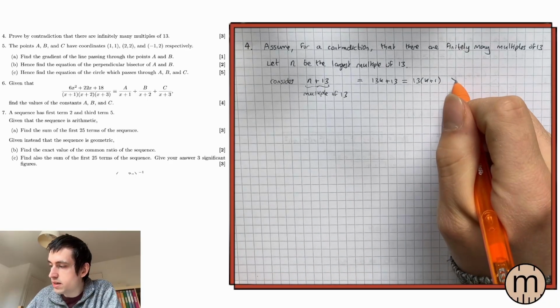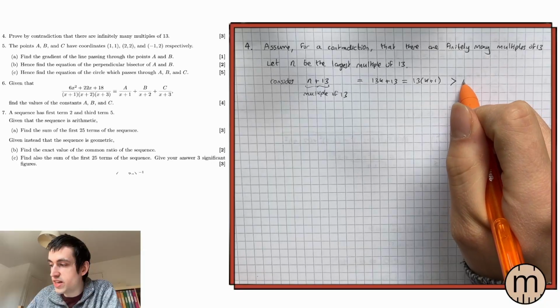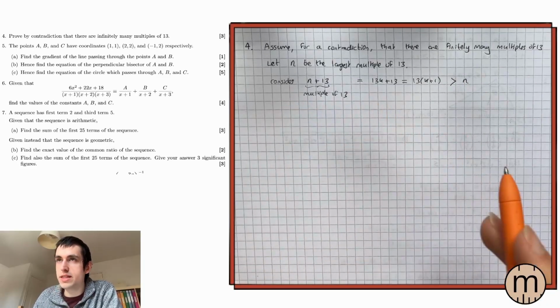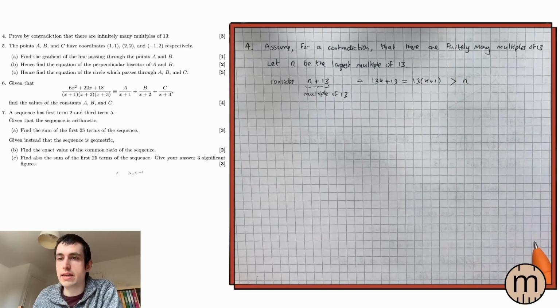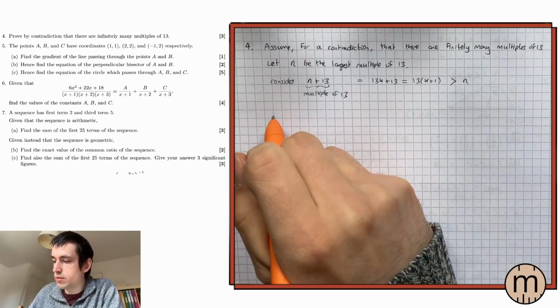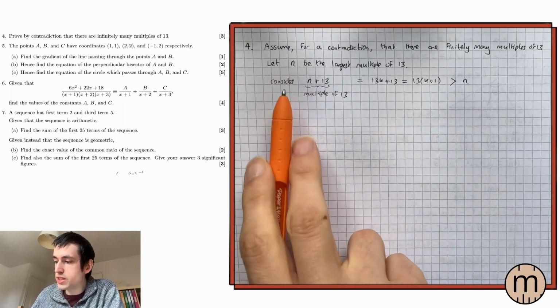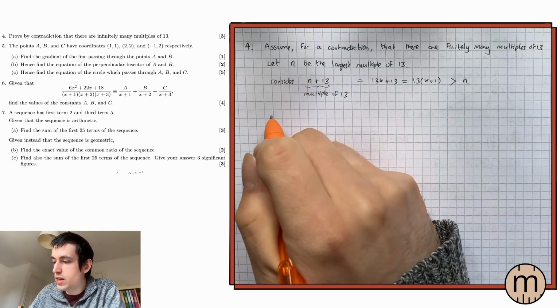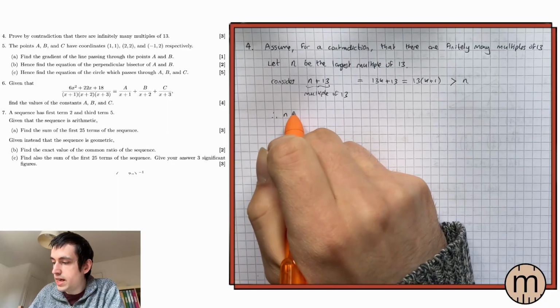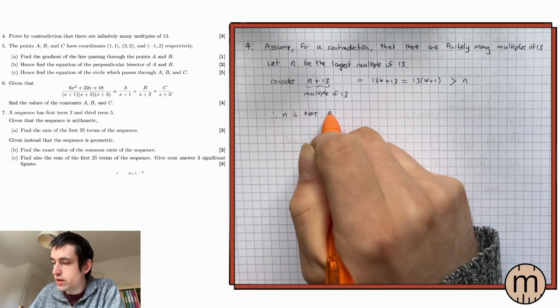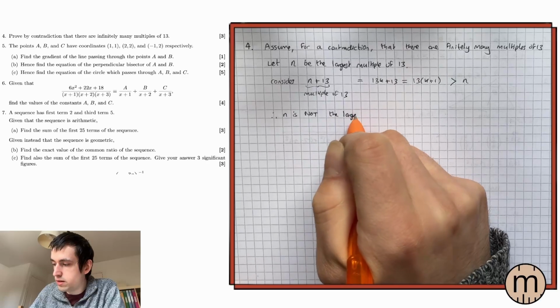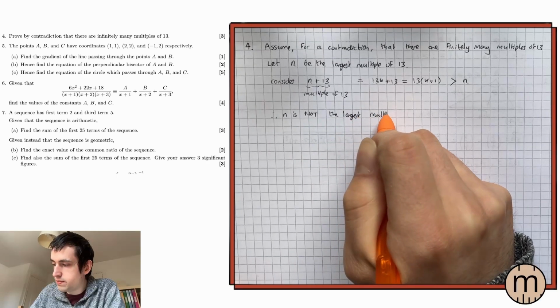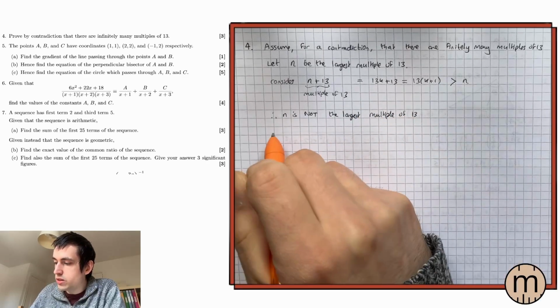But this is bigger than n. N plus 13, you're adding on 13, it's bigger than n. That's where the contradiction comes in. It's a contradiction because we said n was the largest. So therefore, n is not the largest multiple of 13, which is a contradiction.